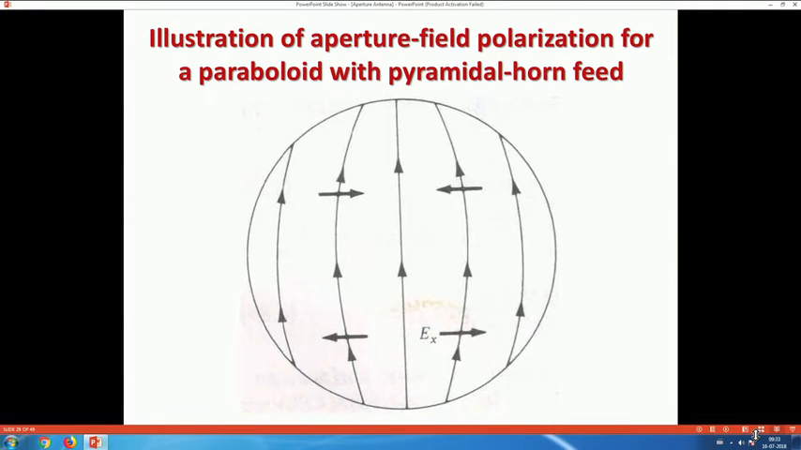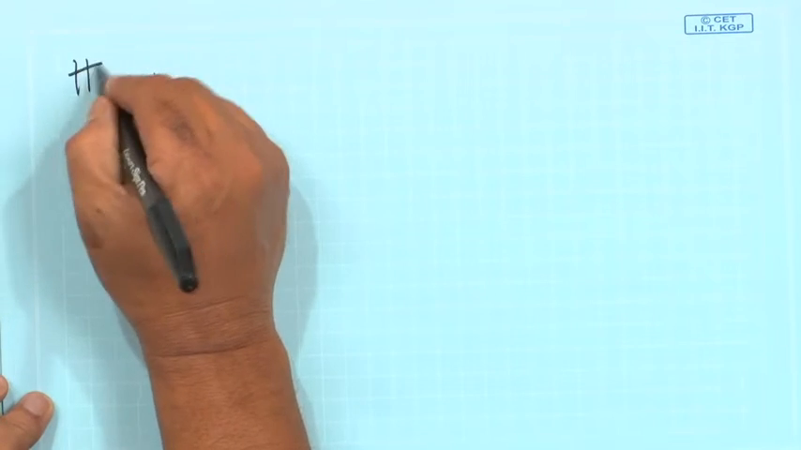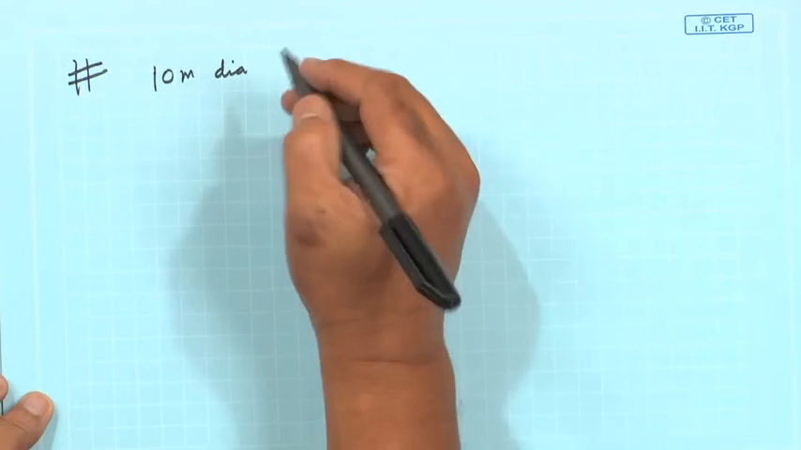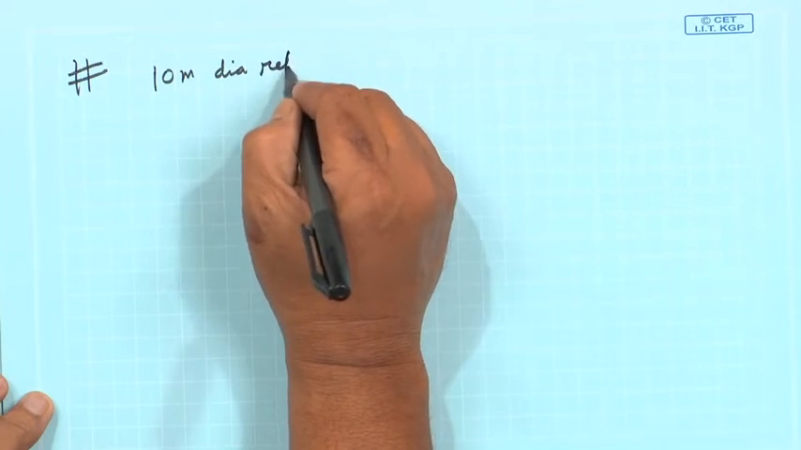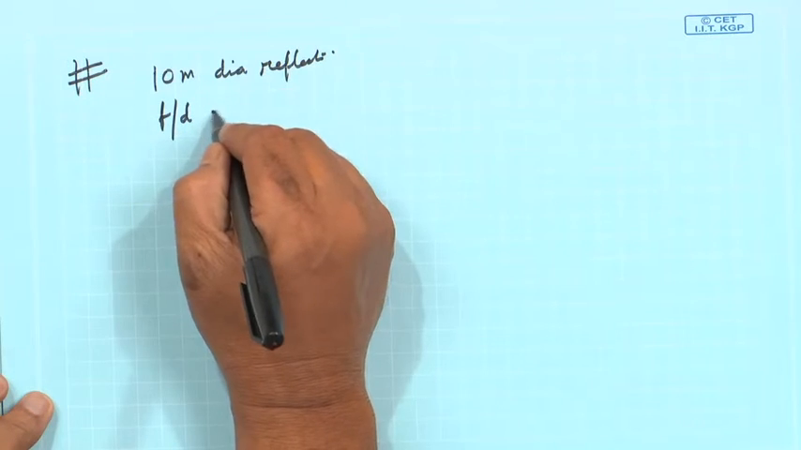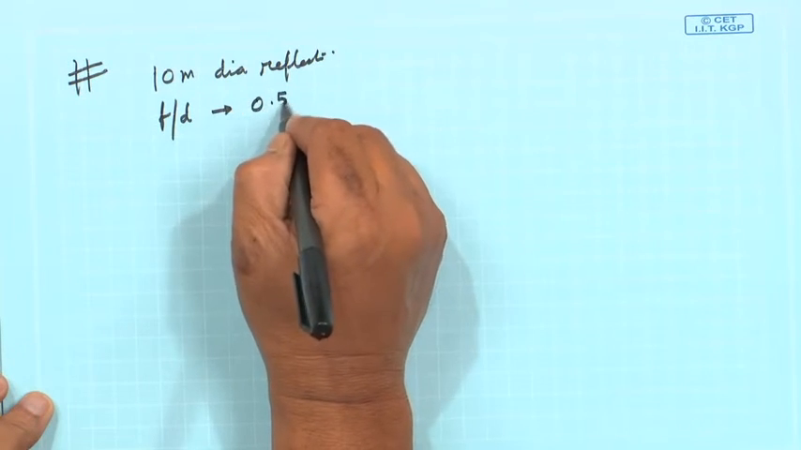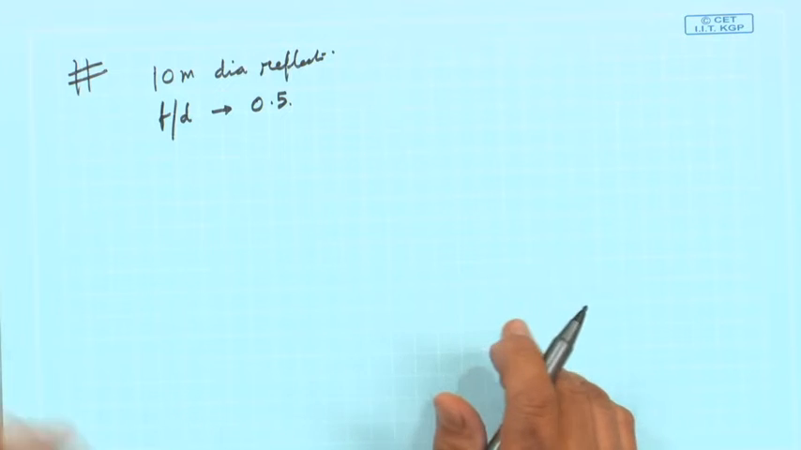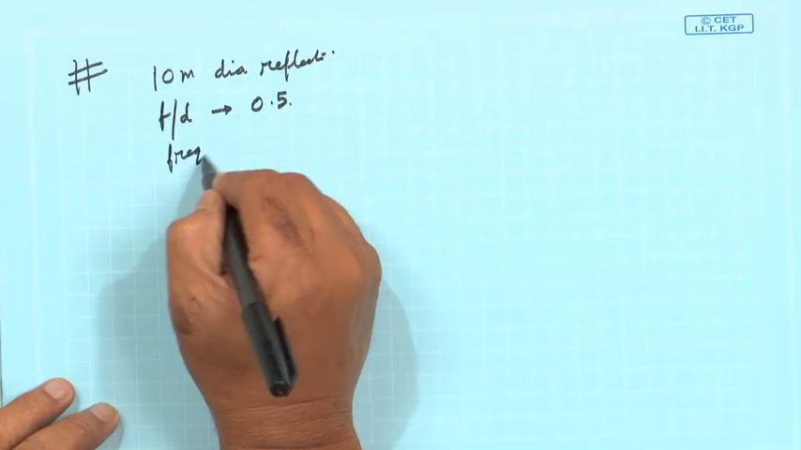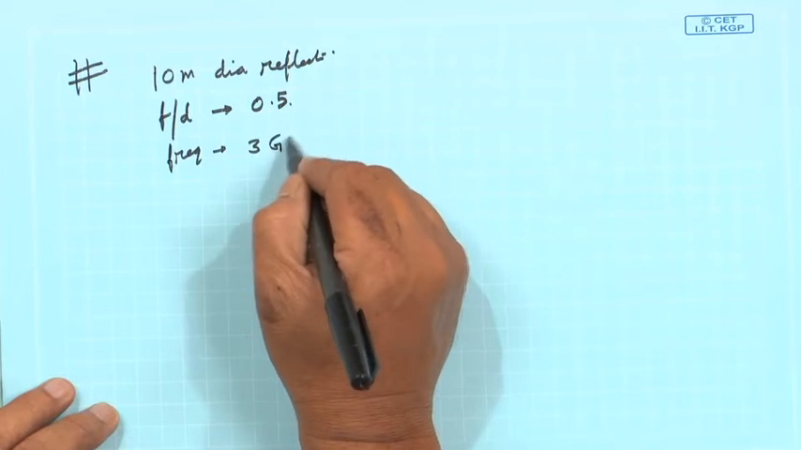So, let us see a problem. Suppose we have a 10-meter diameter reflector with an f by d ratio of 0.5, because generally these reflectors are specified like this, and the operating frequency is 3 gigahertz.